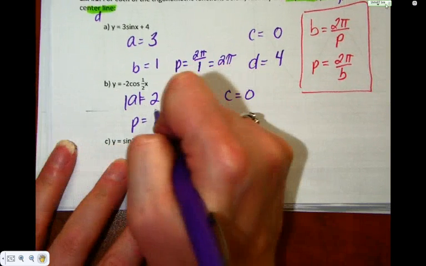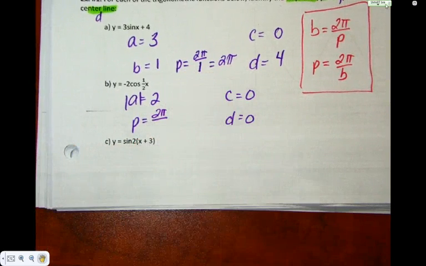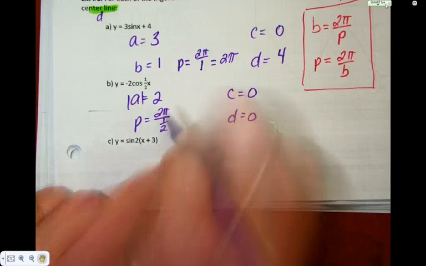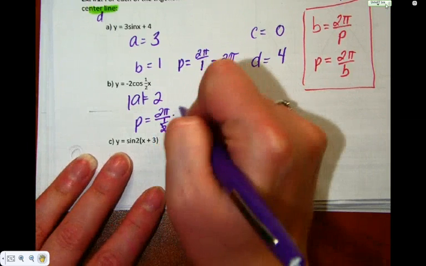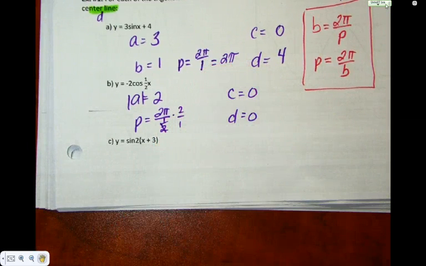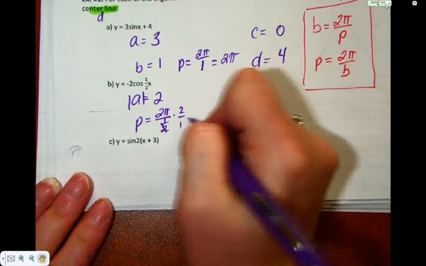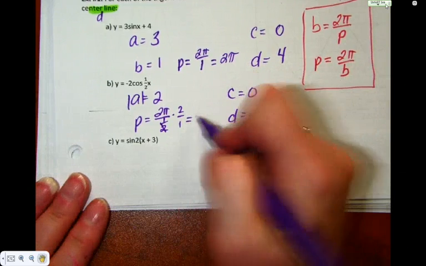Going back to P, I'm going to take 2 pi divided by the B value. The B value is always tucked between the sine or cos and the x, so in this case it's 1/2. How do I divide fractions? Okay, so I'm going to take that 1/2 and flip it. And so the period is 4 pi.